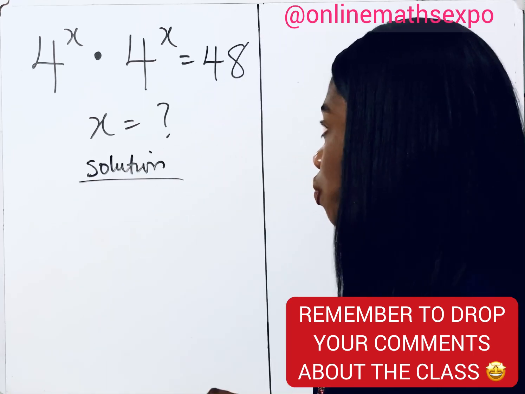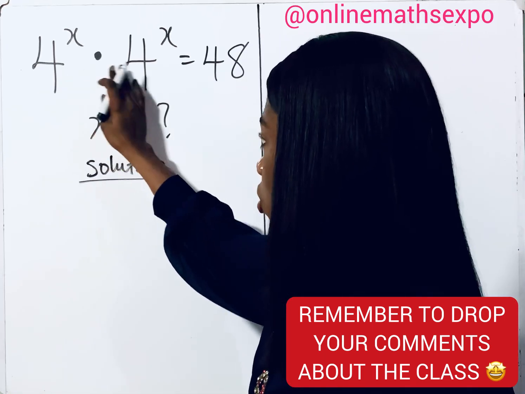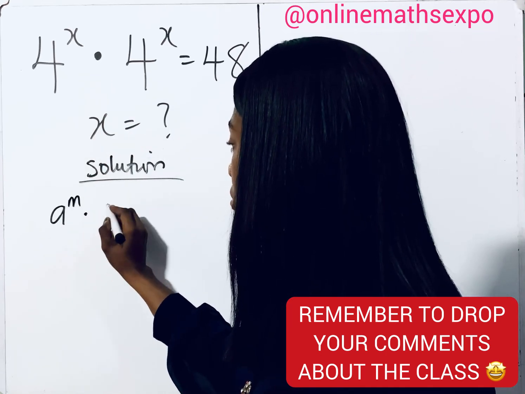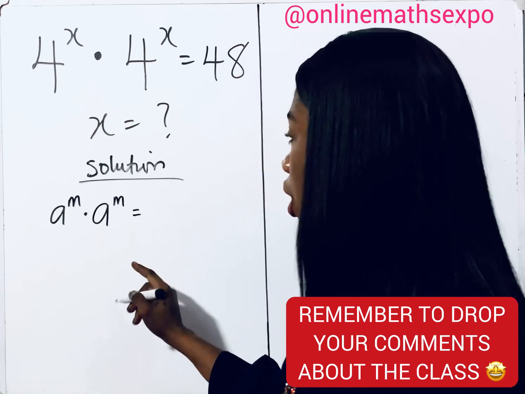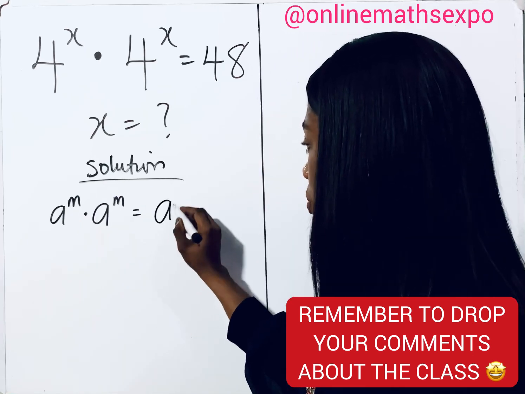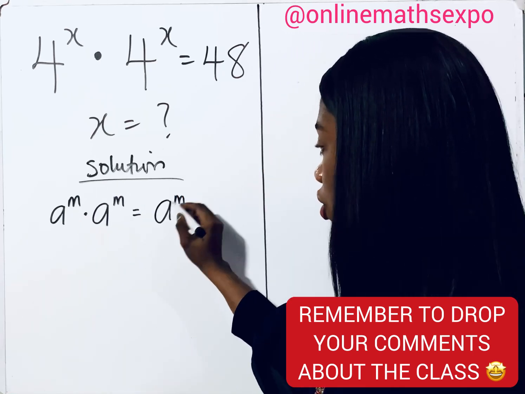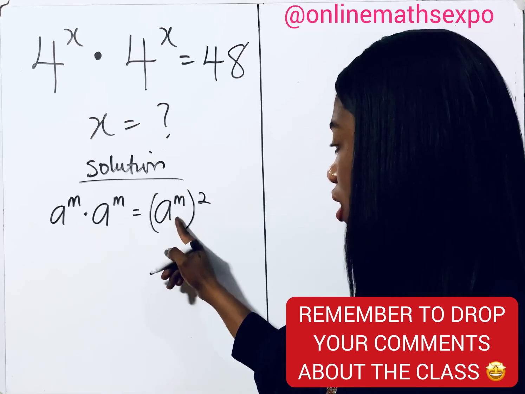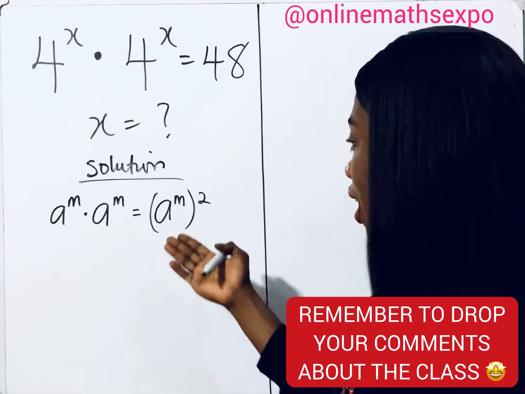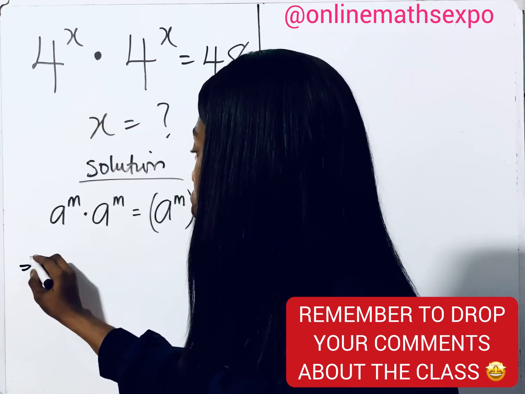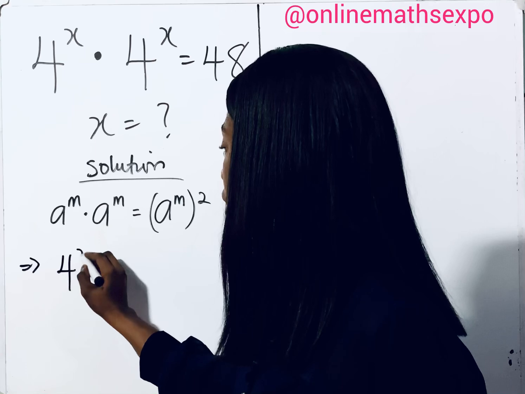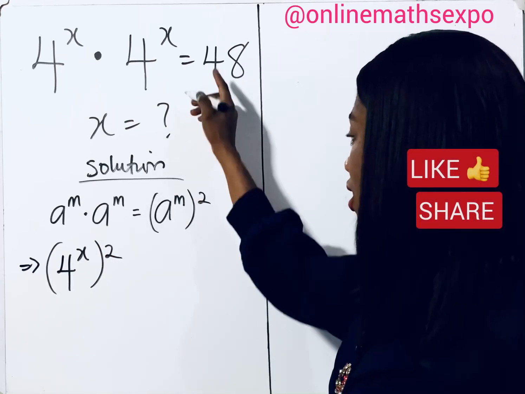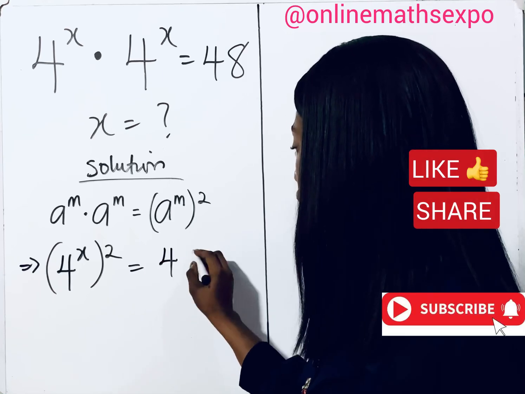Now, you observe that this is multiplying. Each time you have a number to the power of n multiplying itself, when you have it this way, it simply means 4 to the power of x is raised to the power of 2. Did you see that? Meaning that this is 2. So in that case, we are going to have 4 to the power of x raised to the power of 2. Did you see that? Then it is equal to 48.